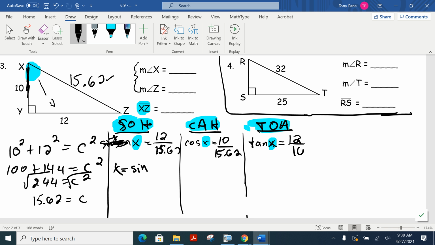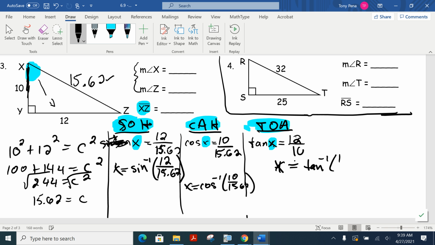Then on the other side, we have to do the same exact thing. So you have to do the inverse sine, that second sine key on the calculator, of 12 over 15.62, if you did that option. If you did the cosine, you're going to do the inverse cosine of 10 over 15.62. If you did the tangent, you're going to do the inverse tangent of 12 over 10. All three of those should give us the same angle. All right, what did you get, Cam? I got 50.